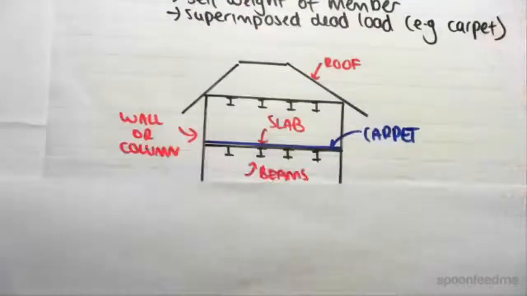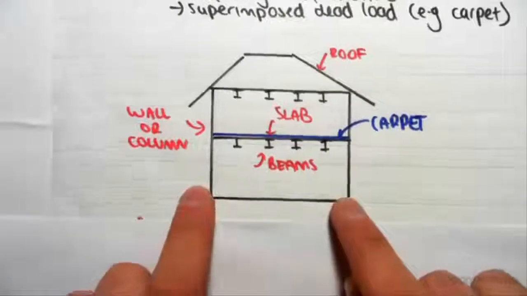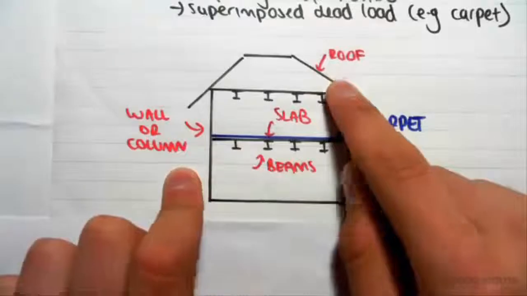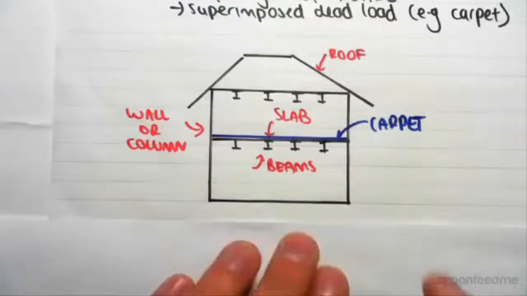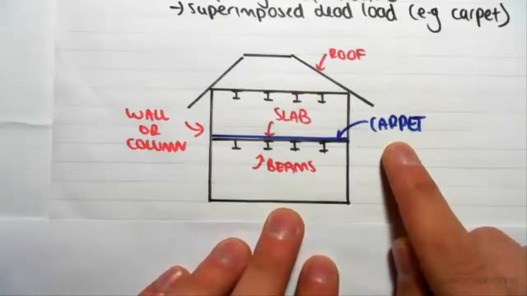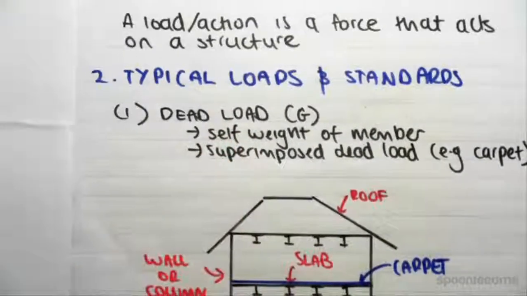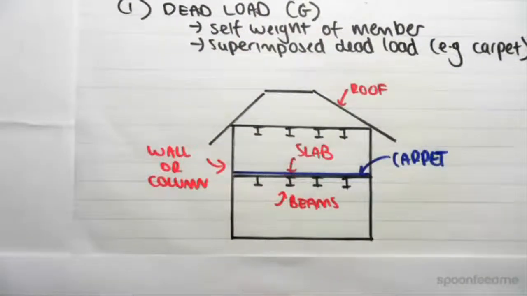Now, if we look at a simple structure like this, a house, you can see we have walls or columns, we have beams, we have slabs and roofs. We call this the dead load. It's the load which isn't moving anywhere, it's dead. Okay, and then we also have something like carpet, which we call a superimposed dead load. And the entire dead load is just the sum of the self-weight and superimposed dead load. Okay, so there's a schematic of what some dead loads would be in an ordinary structure.